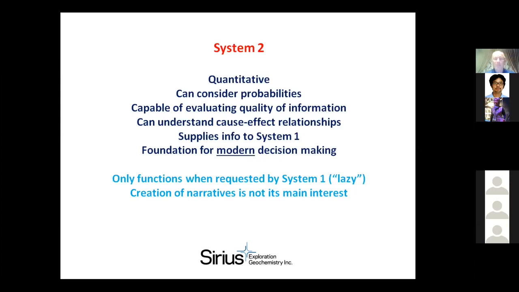The problem is System 2 only functions when requested by System 1. And Kahneman even calls it lazy. It doesn't want to do the hard mental work of solving all these problems if System 1 can handle the problem. And creation of narratives is not its interest. It's interested in facts, little bits and pieces, not in a story. So I think you can see that System 2 should be handling the data, quality, numbers, probabilities, relationships among the data, and System 1 should be putting it together in a great story.